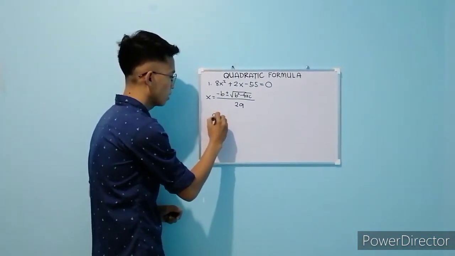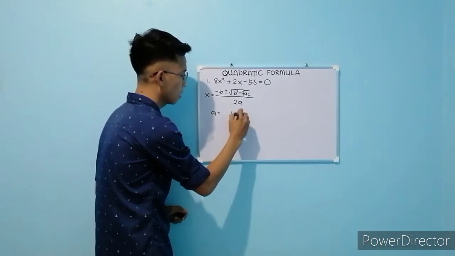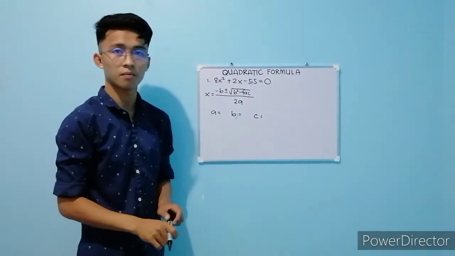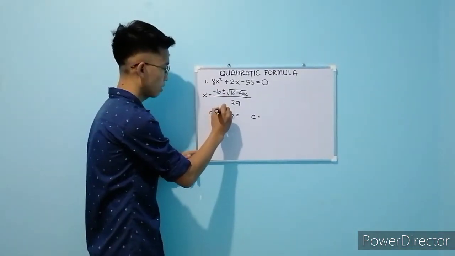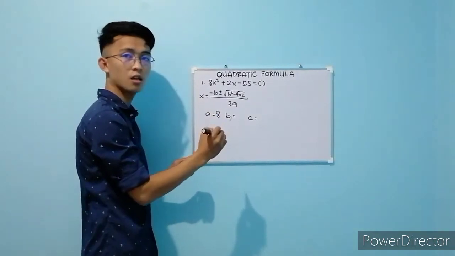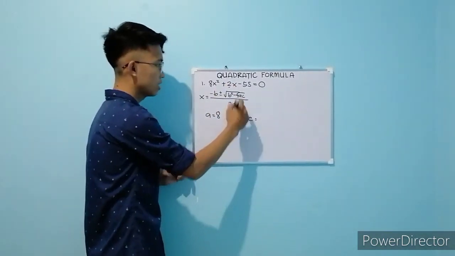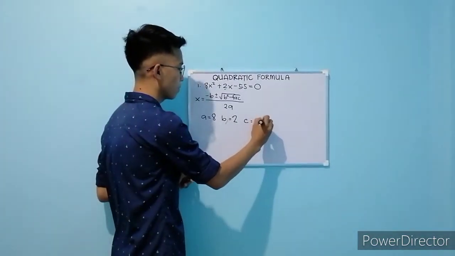A, B, and we have C. So what do you think is the value of A? The value of A is positive 8. How about B? B is positive 2. And C, it is negative 55.